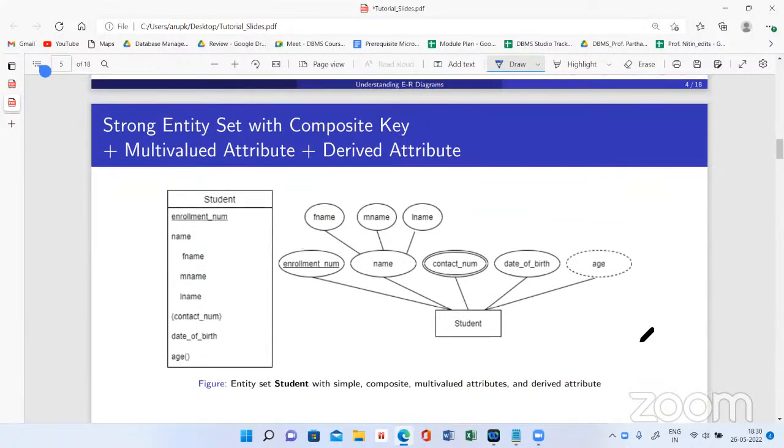Next, we are having something called a derived attribute. Sir, one thing, please. Can you go to the previous slide? Going.